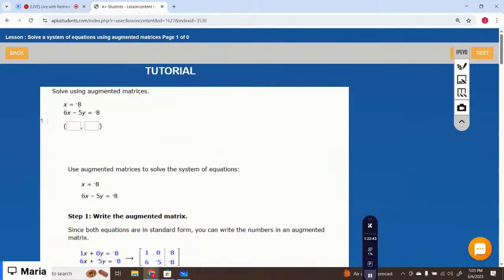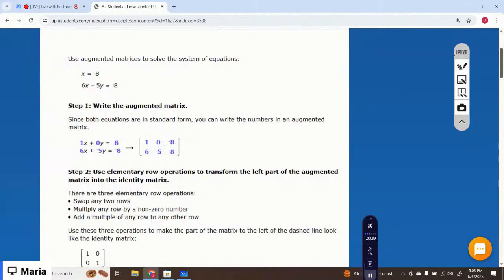Solve using augmented matrices. x equals -8, 6x minus 5y equals -1. So the first step is we need to write down the augmented matrix. We need to rewrite the equations: 1x plus 0y equals -8 and 6x plus -5y equals -8. So let's write down the matrix: 1, 0, and -8. Then we have 6, -5, and -8.